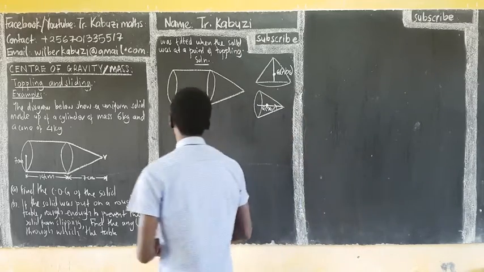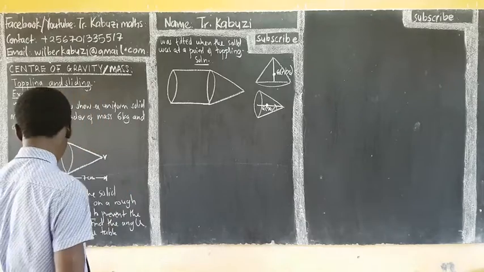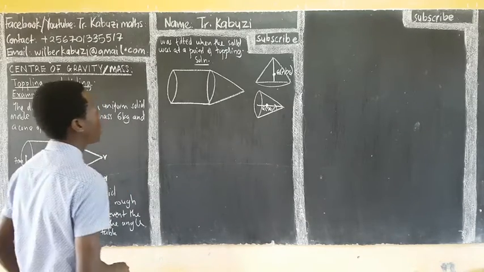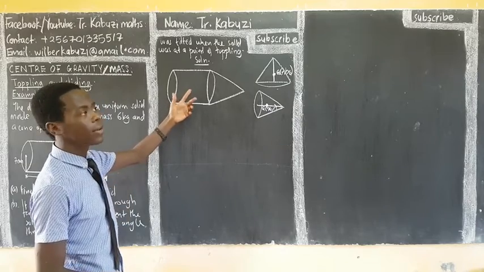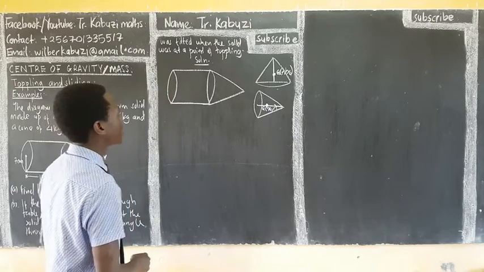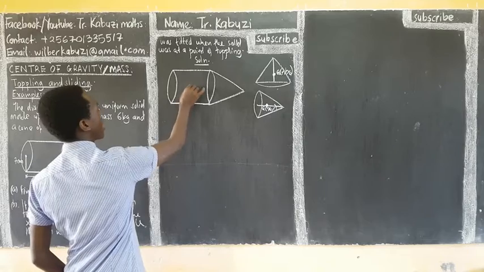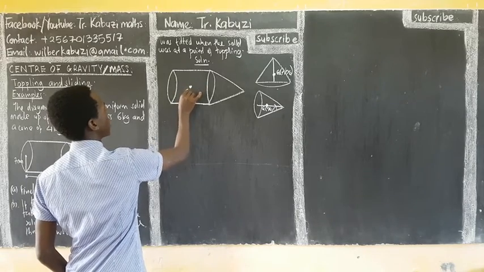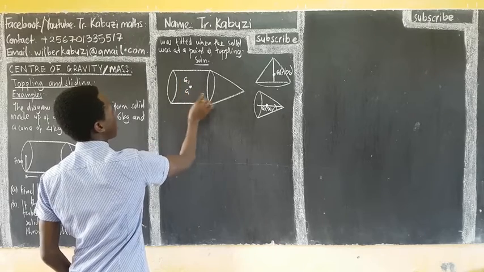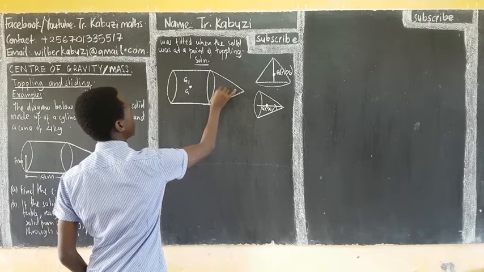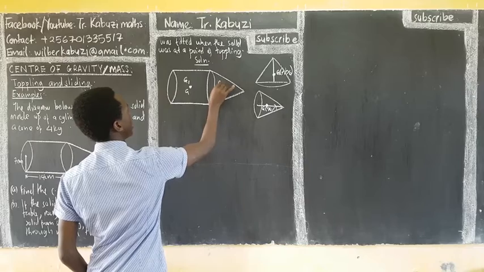So first of all, we first get the center of mass. Now, they are giving us mass, which means that we can get the weight of the two. But now our idea is to get the cylinder's center of gravity, which I'm going to call G1. And then I'm going to call the center of gravity of this one G2.